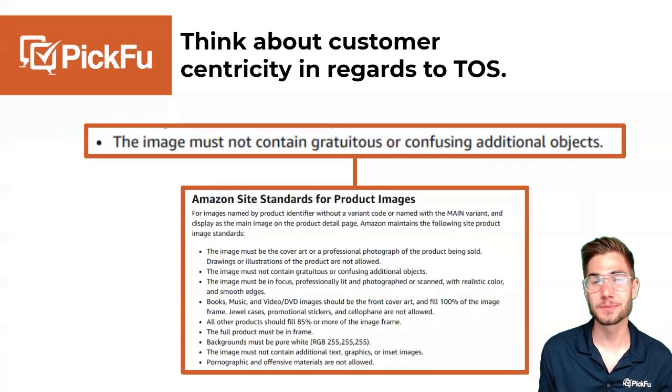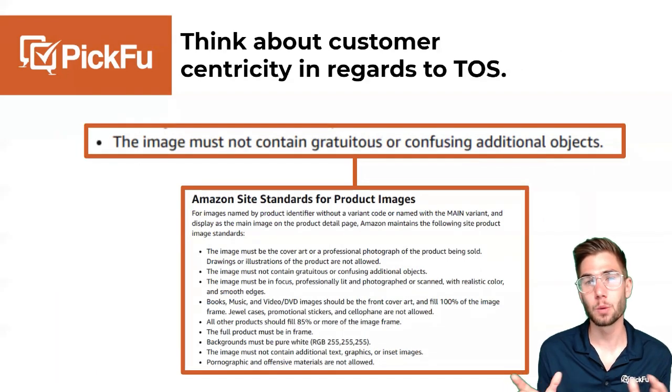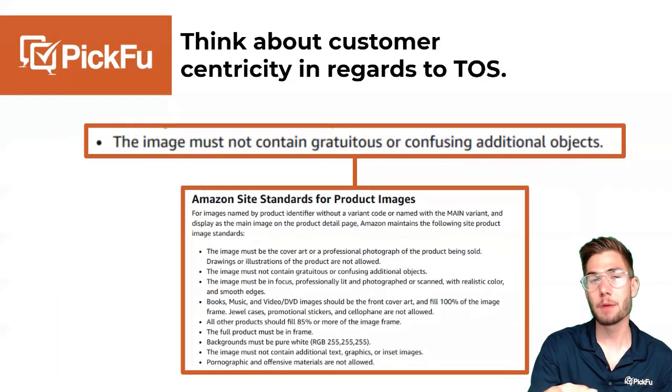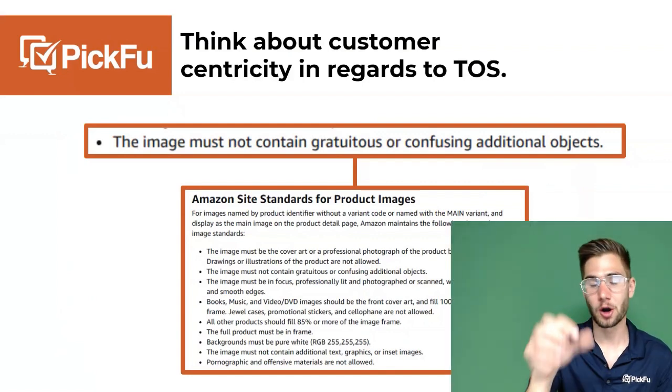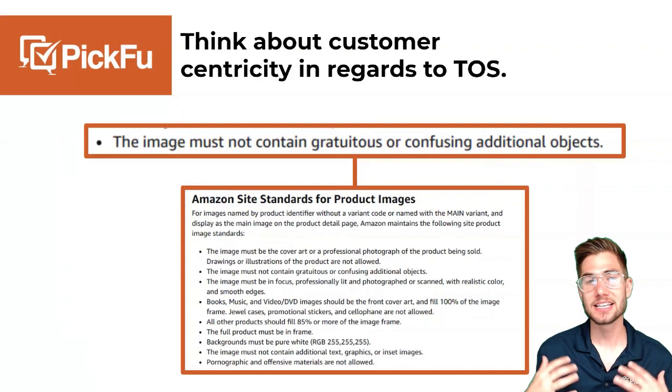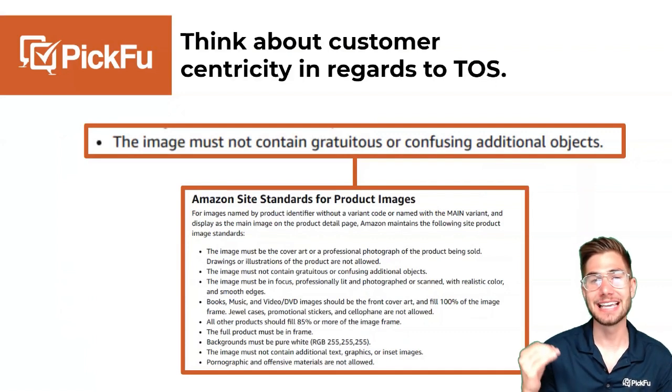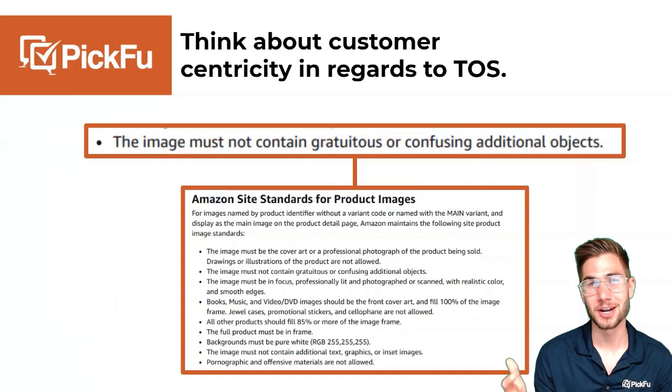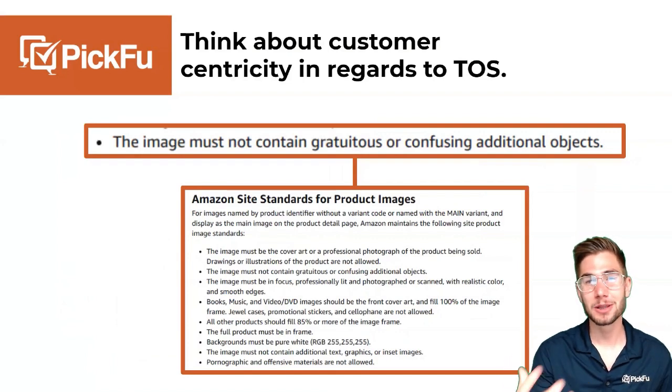If you actually look at the terms of service, it is slightly different depending on the product category, but a very common version of the terms of service you'll see is this. And I've highlighted the words that are very, very important. What they say specifically about the main image is that the image must not contain gratuitous or confusing additional objects, right?